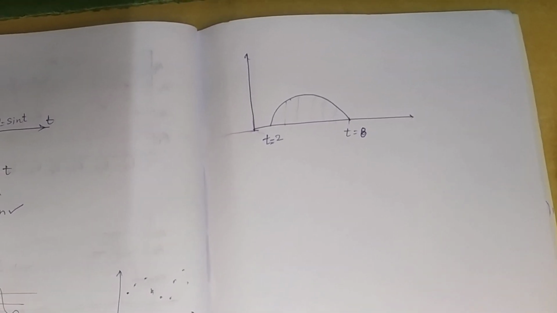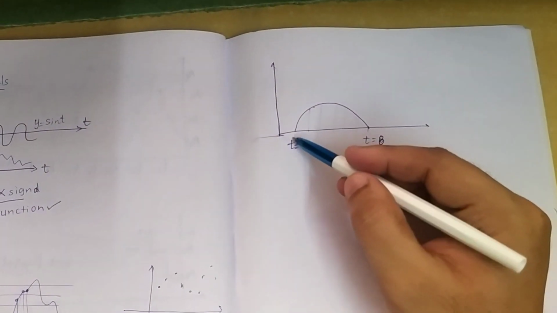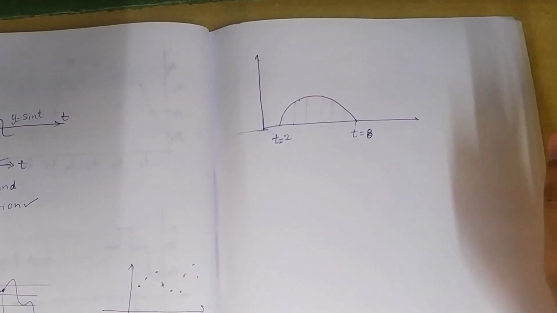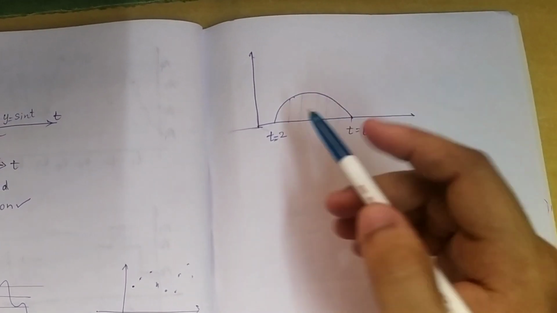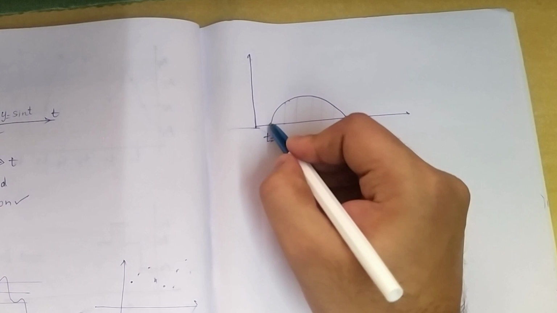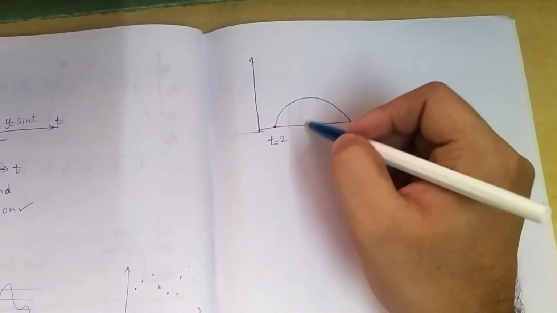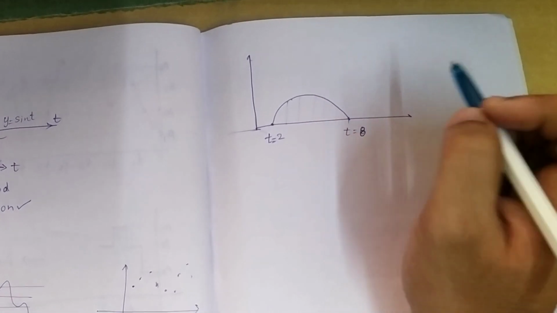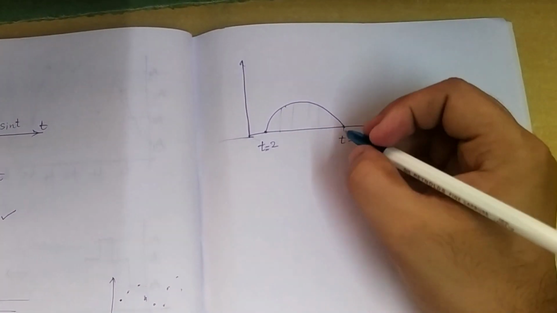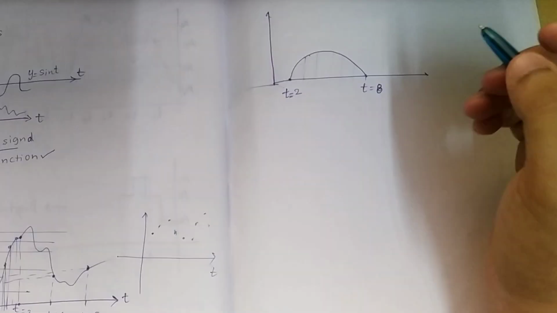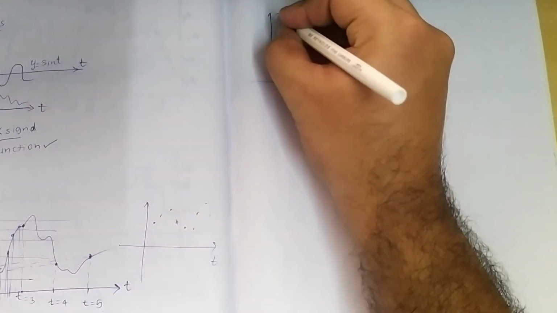Now let's suppose there is a signal, again a random signal like this. At t is equal to 2, the value is here. At t is equal to 8, it's here. Similarly 3, 4, 5, 6, 7 and all, it's here. And 8 is here. So that's how this signal is. Now let's suppose this is some x of t.